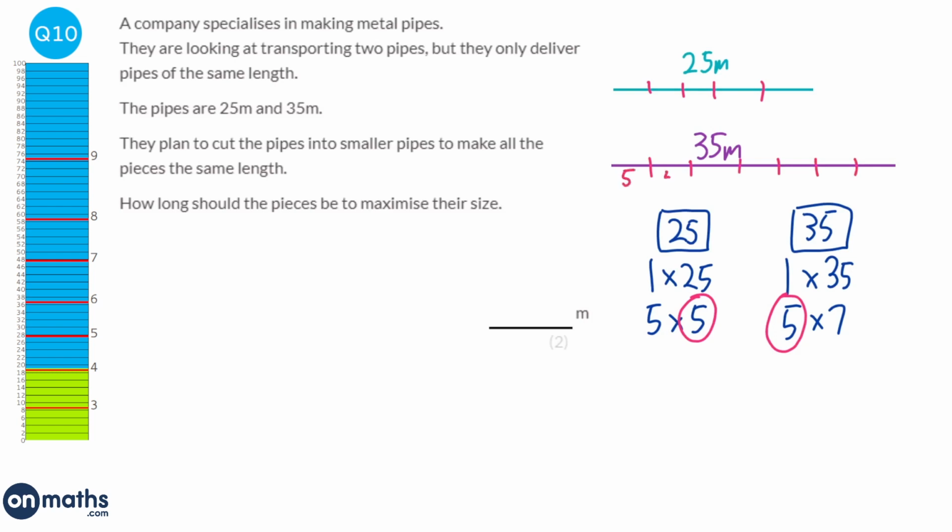So each of these are 5 meters long, and there's no wastage, and that's the longest we can make the pipes for there to be no wastage at all. So my answer is 5 meters.